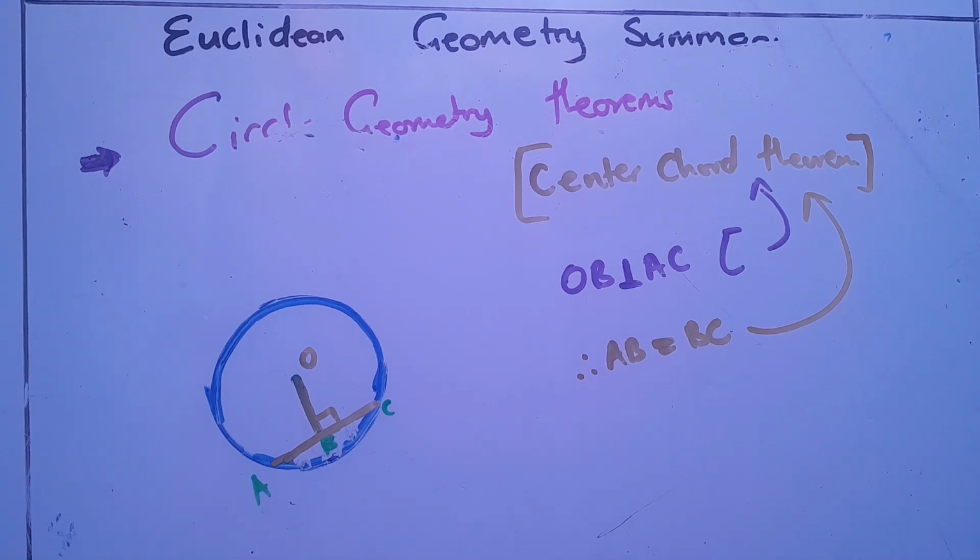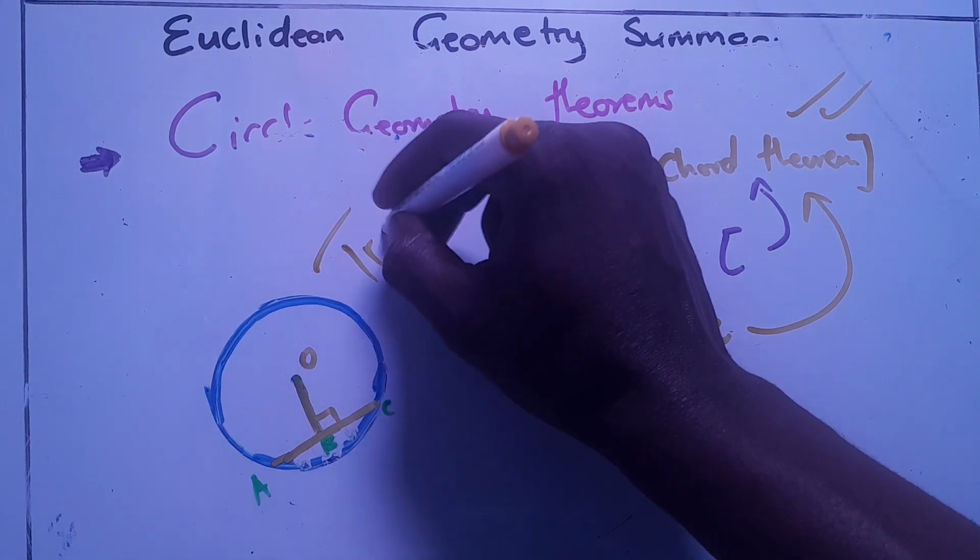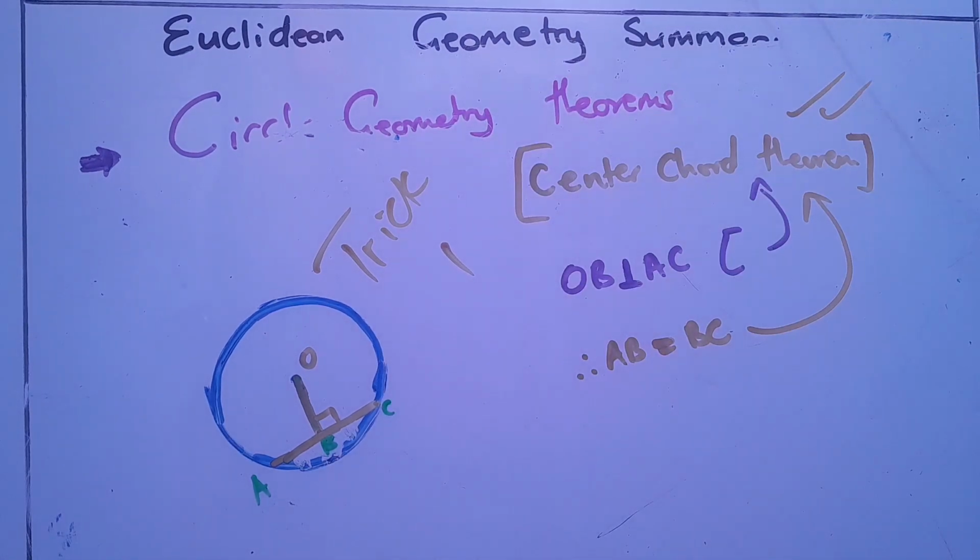So every time that they give you that you're having a center, check if you're having a chord that is being bisected or the chord that is perpendicular to the what? To the line drawn from the center. So that is trick number one that you must always check. Whenever they give you that you're having a center, right? And you're having a line drawn from the center going to a chord. So you must check for that. So let's go on to our other theorem.